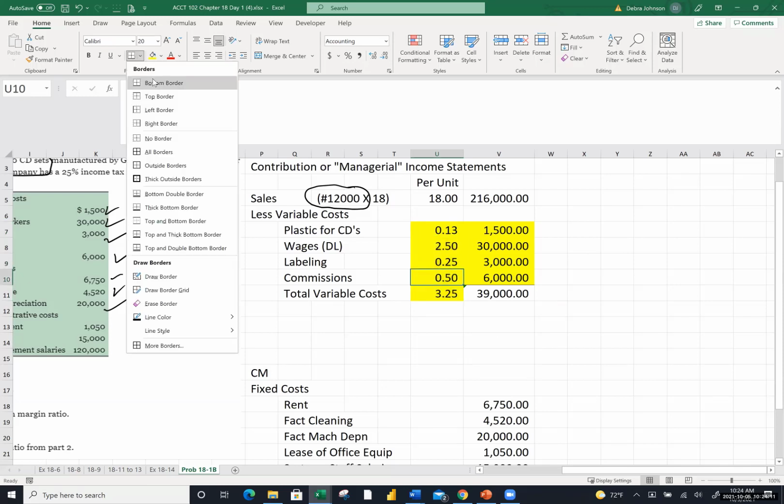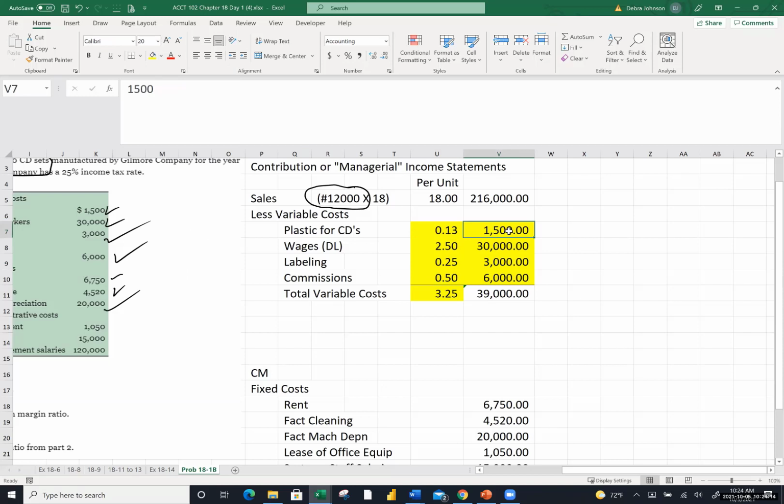Professor, where did 39,000 come from again, please? Let's see. I took the 1,500 here and I divided by the 12,000 units. Well, I'm referring to the line where you have the total variable cost. Sorry, 39,000. Yes, it is the sum of these yellow numbers, the total variable cost. It's the 1,500, the 30,000, the 3,000, and the 6,000. And based on that, I probably made a mistake.